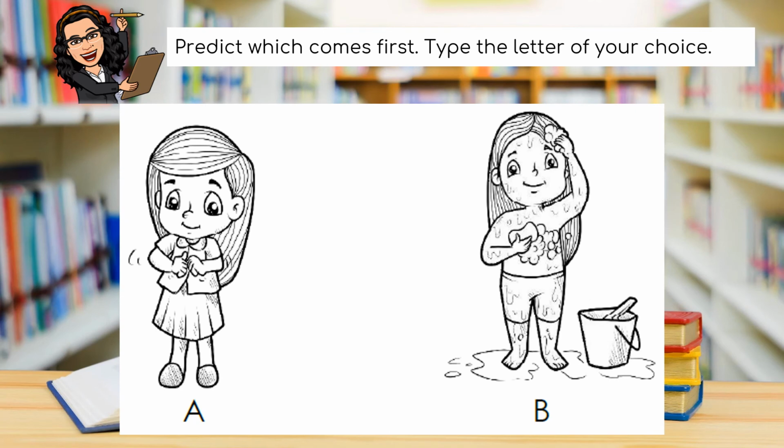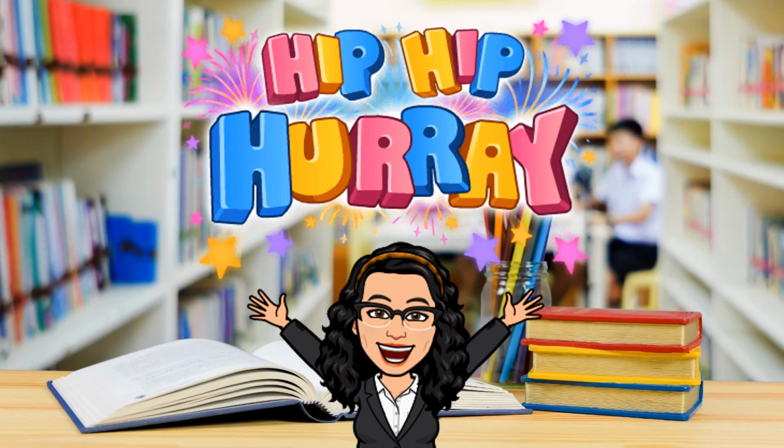Predict which comes first, A or B? The correct answer is B. Are your answers correct? Hip hip hooray!